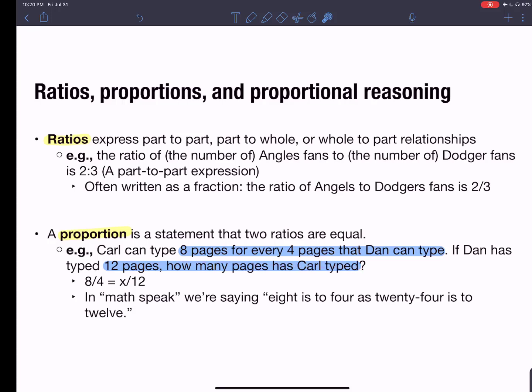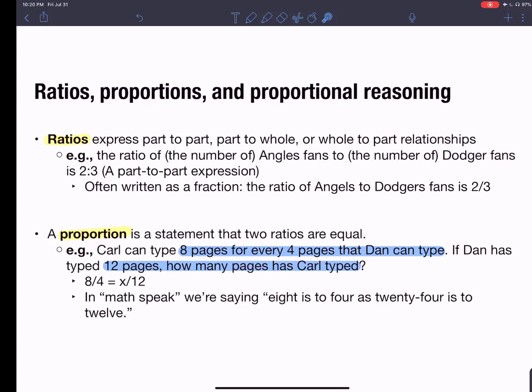So you can see here, this is 8 pages to every 4 pages. That's my ratio here with a fraction. And then it equals, because with proportions, you're setting two ratios equal to each other. And then you're taking the 12 pages, which is down here at the bottom right.